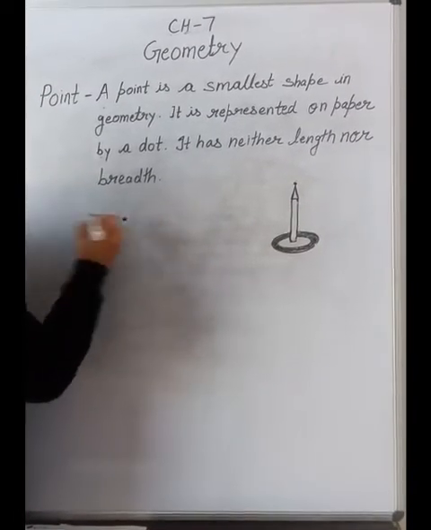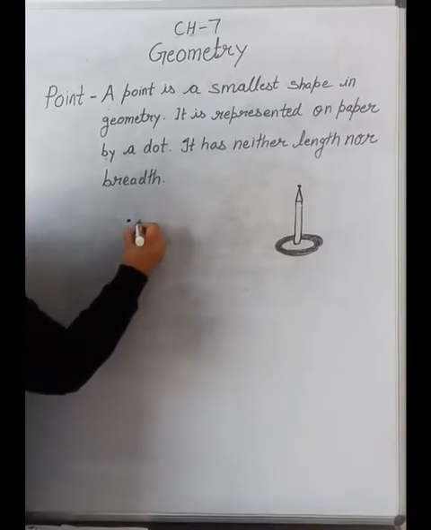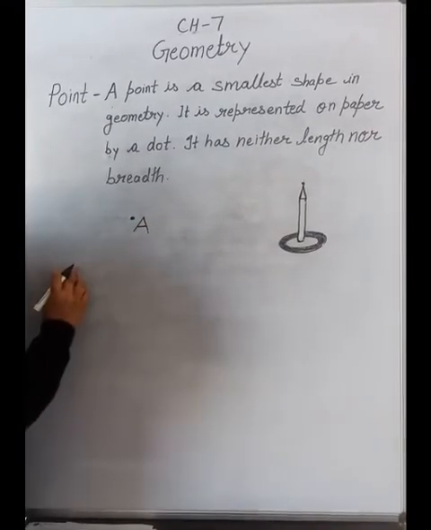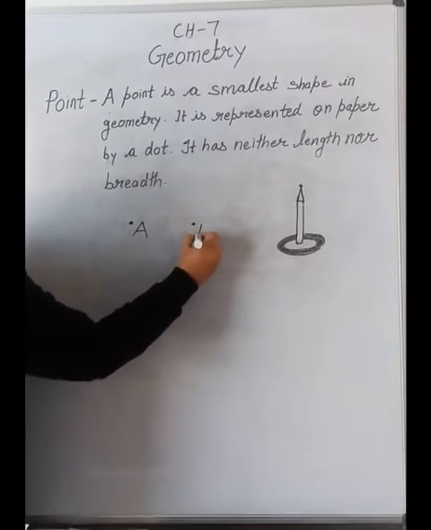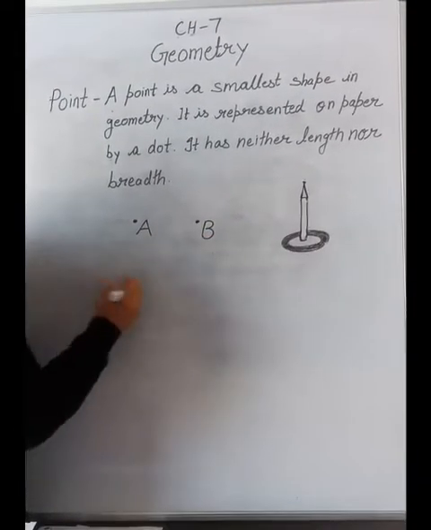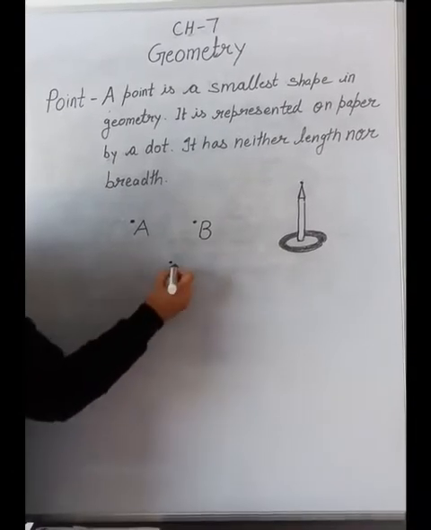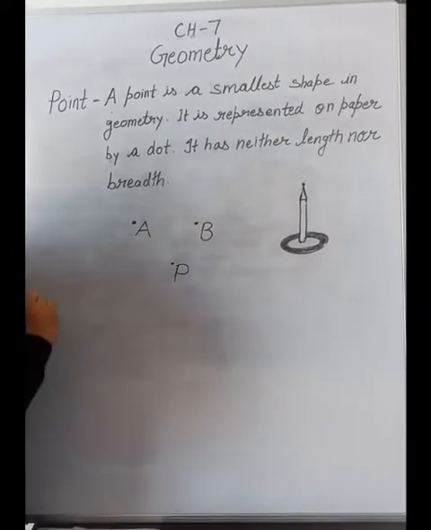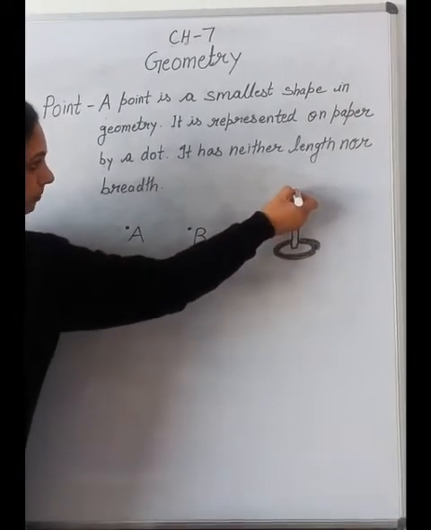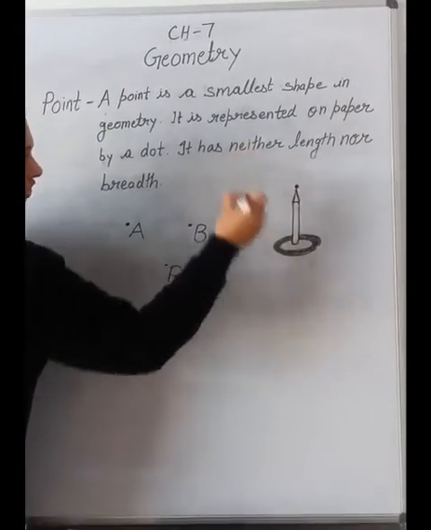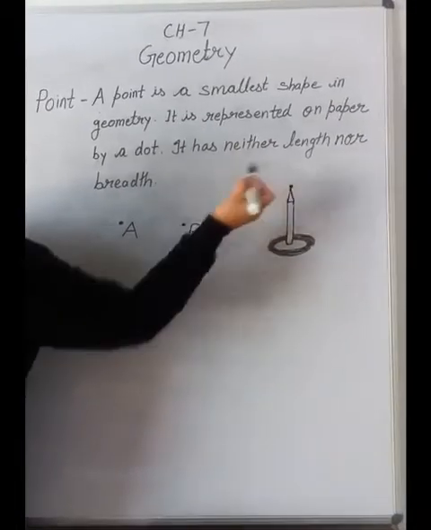So we will draw a dot and we will represent it by a capital letter A. So this is called point A. This is called point B. We can take any alphabet. This is point P. Now, the tip of a needle or a drawing pin is a physical picture of a point.